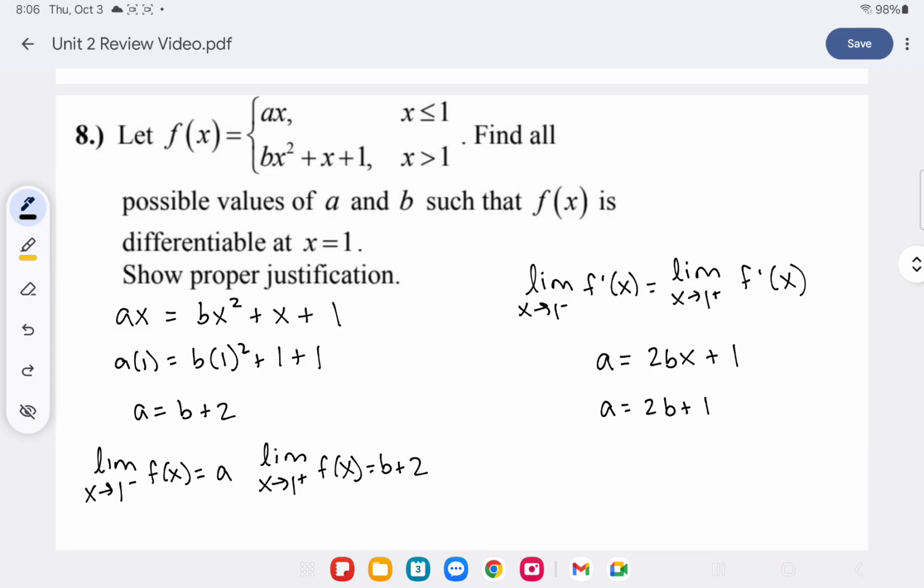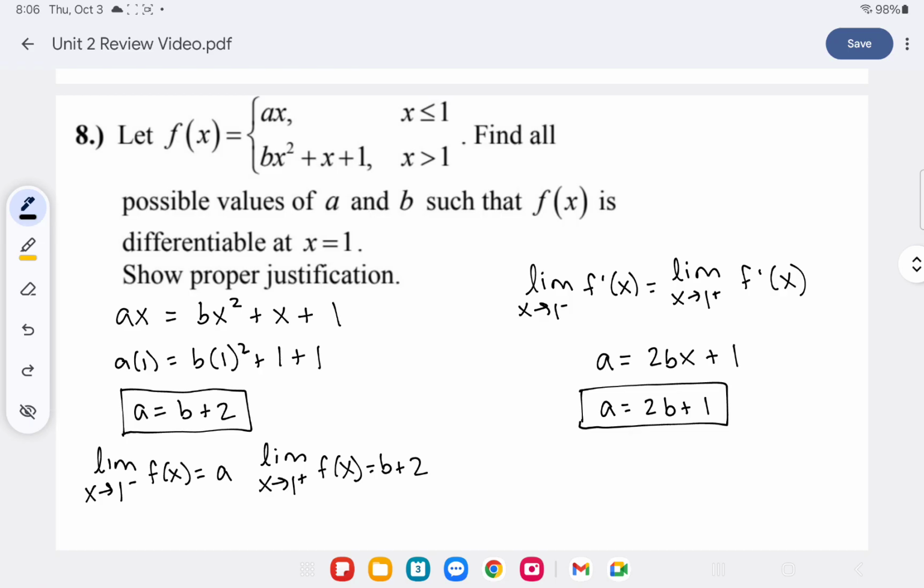But basically what we have then is we know a needs to be b plus 2 in order for them to be continuous. And we know a needs to be 2b plus 1 in order for it to be differentiable at 1. So we needed the functions to match when we plug in 1, and we needed the derivatives to match when we plug in 1. So if both of those things need to be true, now we have a system of equations that we can solve by either using substitution or elimination or by graphing.